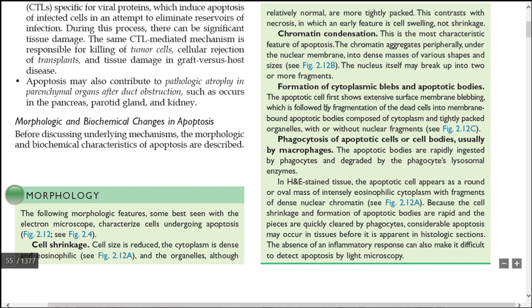See, the apoptotic cell first shows extensive surface membrane blebbing. We have seen what blebbing is in the previous video, and this is followed by fragmentation of the dead cell into membrane-bound apoptotic bodies, which contain cytoplasm and tightly packed organelles with or without nuclear fragments. That is what we have seen before. So there will be membrane-bound apoptotic bodies consisting of cytoplasm and organelles.